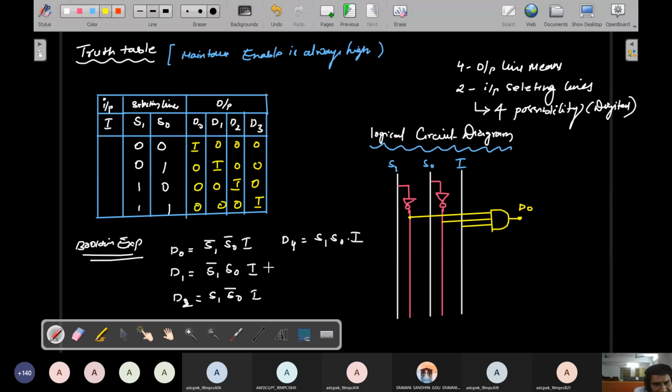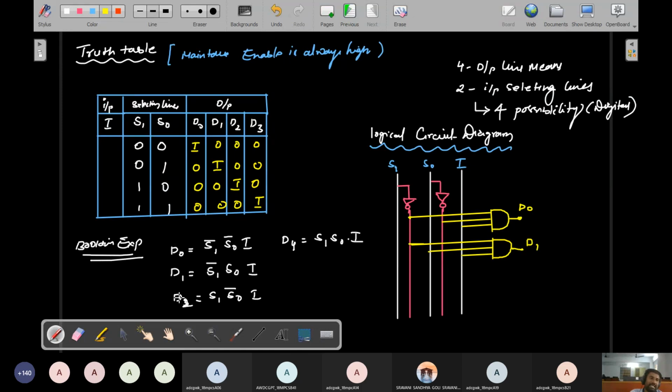Now the second Boolean expression is S1 bar, S0, and I. So this is S1 bar, and similarly S0, and I. So this is your D1 output. Okay, so we can represent the D1 output like that.